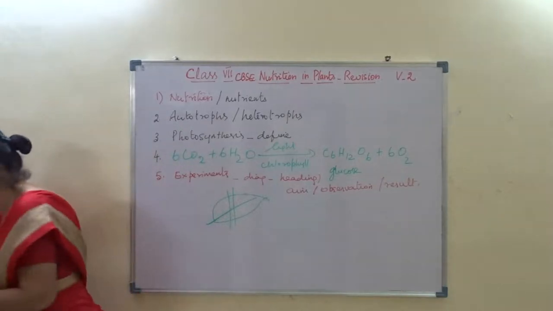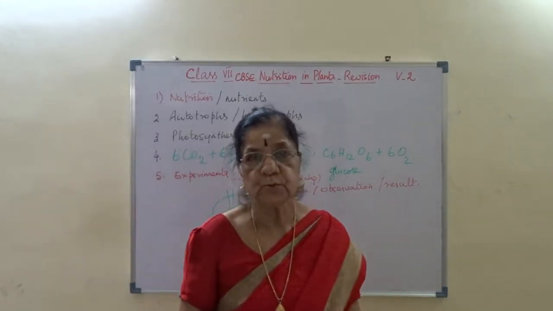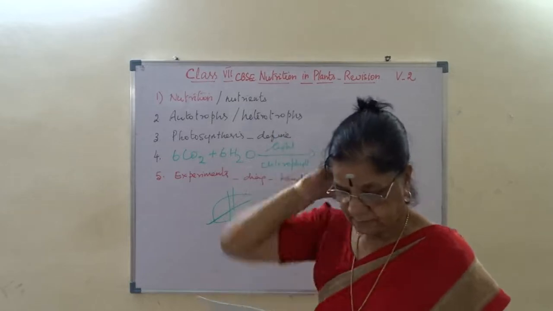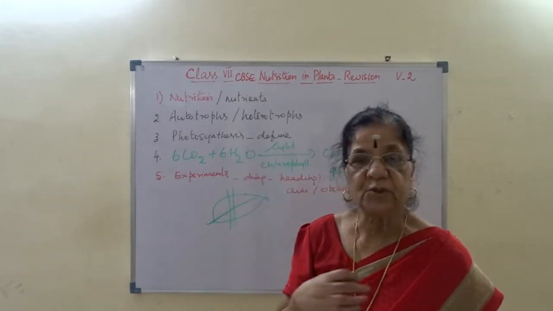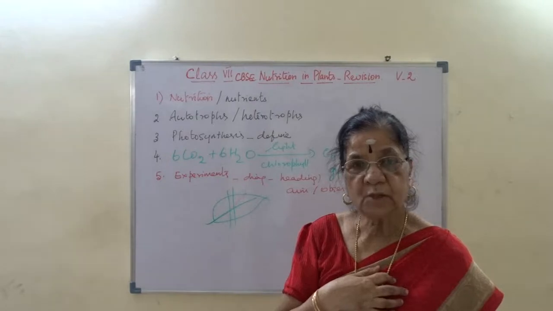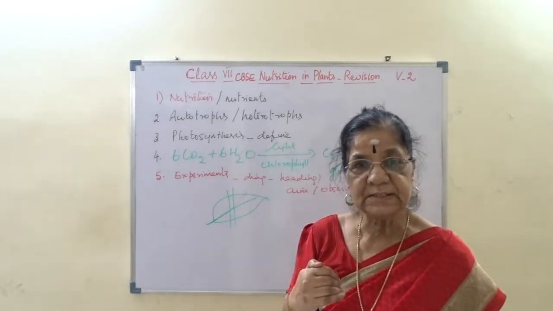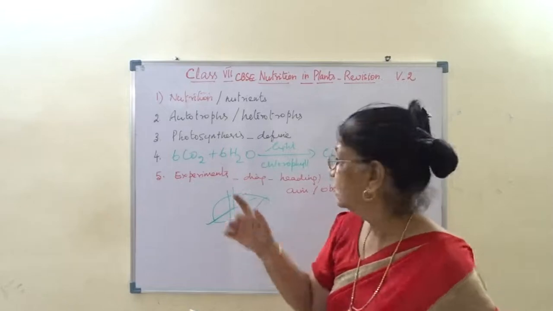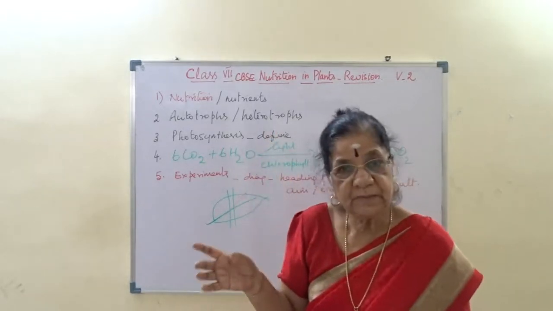Then another one: find the odd one out. Pitcher plant, sundew, Venus flytrap and cuscuta. Which is the odd one? It is cuscuta, because cuscuta is a parasite. If heterotrophic nutrition is mentioned, you should study it.